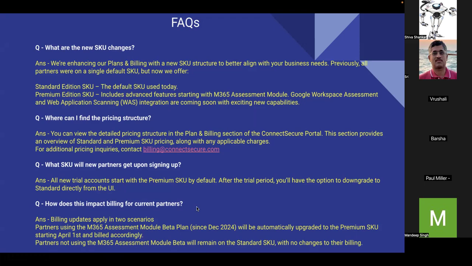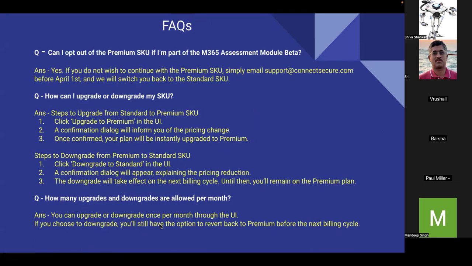Now, how does it impact billing for current partners? Billing updates in two scenarios. Partners who are using the M365 assessment beta plan since December will be automatically upgraded to premium SKU. And partners who are not using M365 assessment, so that particular feature is not at all used, will remain on the standard SKU with no changes in their billing. So it only affects the partners who are using this particular module.